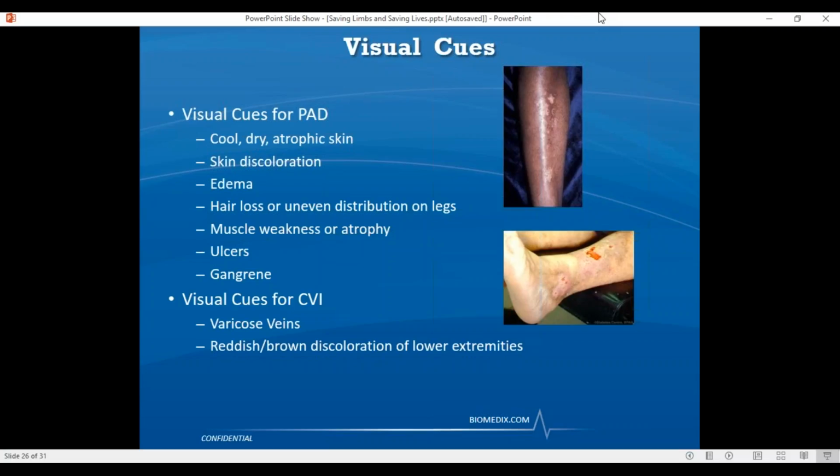Patients with chronic venous insufficiency can present with varicose veins or reddish-brown discoloration of the lower extremities. Using your ring finger behind the patient's calf is also helpful to palpate varicose veins that you may not be able to see.